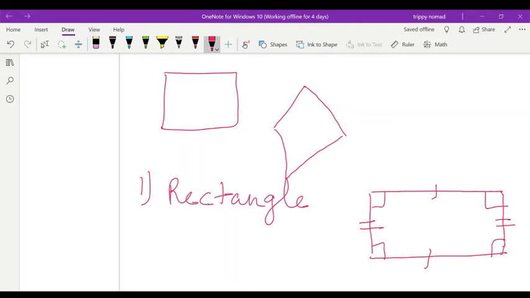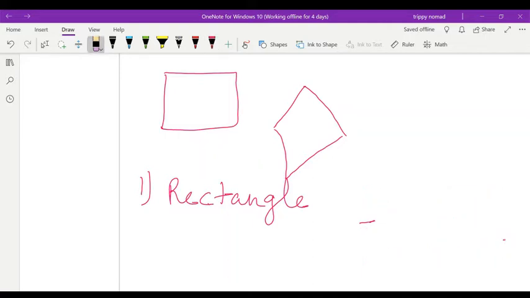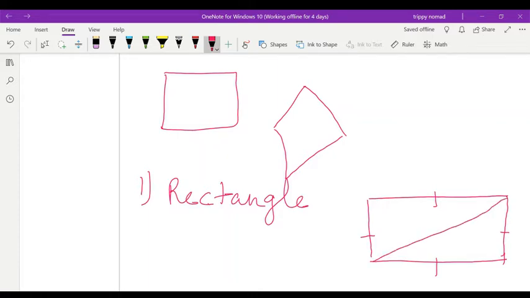Now what are these? I am going to draw diagonals. Diagonals are equal and bisect each other. Once again, I am explaining the same. What is a rectangle? A rectangle is a four-sided closed figure whose opposite sides are equal. These two sides are equal in measure. These are called diagonals. Diagonals are of equal length and bisect.